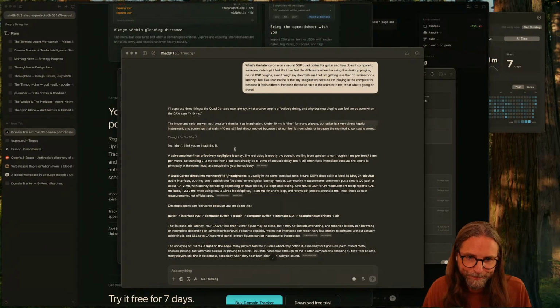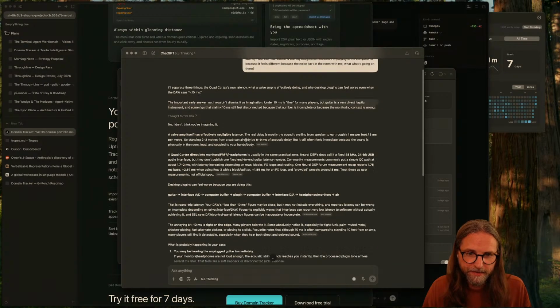2-3 meters away from a cab can already be 6 to 9 milliseconds of acoustic delay, but it still often feels immediate because the sound is physically in the room, loud and coupled to your hands. Wow, simple QC path at about 1.7 to 2 milliseconds, which is pretty impressive. And then it depends on the rows, blocks and loops and routing, yeah, sure.